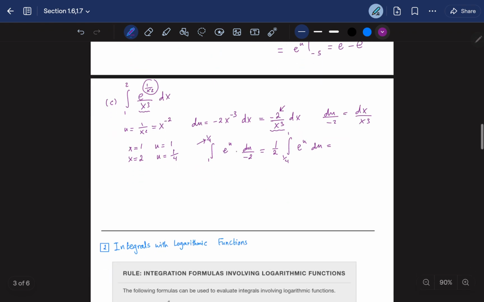Repeating the same process over again. This is 1/2 times e to the u from 1/4 to 1. So this is e minus e to the 4th.